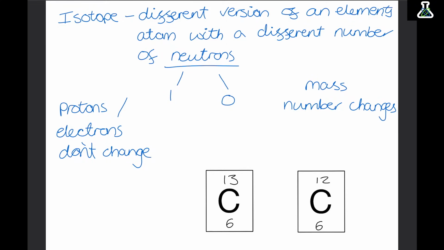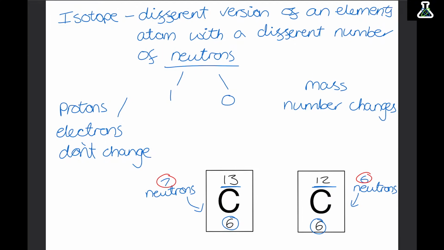Now here we have two isotopes of carbon, carbon 13 and carbon 12. And the 13 and 12 is the carbon's mass number. So the mass number tells us how heavy the atom is. Remember we said that neutrons have a mass of 1 and protons have a mass of 1. If we add all the protons and neutrons together, we get the mass number. So this bottom number is the proton number, or the atomic number, so it tells us how many protons we have. If we subtract it from the overall mass number, we get the number of neutrons. So carbon 12 has 6 neutrons, and carbon 13 has 7 neutrons. So we have two isotopes of carbon with different numbers of neutrons.